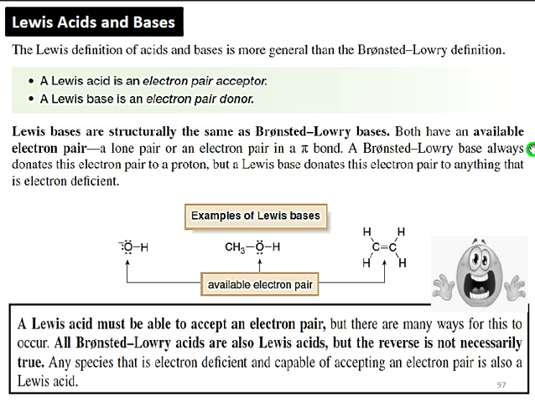The Bronsted-Lowry base always donates this electron pair to a proton, but a Lewis base donates this electron pair to anything that is electron deficient, not just a proton. The Bronsted base donates to the proton, but in the Lewis case, no, it is to any electron-deficient atom. Here is the difference between the Lewis acid and the Bronsted acid.